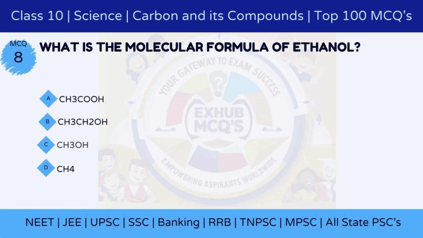MCQ 8. What is the molecular formula of ethanol? Option A, H3COH. Option B, CH3CH2OH. Option C, CH3OH. Option D, CH4.